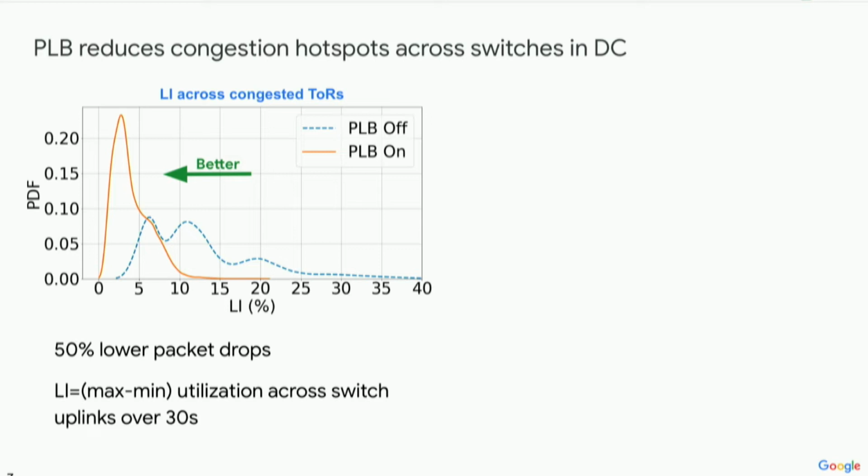The solid orange curve here shows the new distribution for LI when PLB is turned on. As you can see, there's a massive shift in LI mass towards 0. Load became more evenly spread at switch ports after PLB. LI does not go to 0 as PLB reacts to congestion. If there is no congestion in a load imbalance state, PLB does not react. This LI reduction translated into about 50% lower packet discards at ToR switches for this data center.